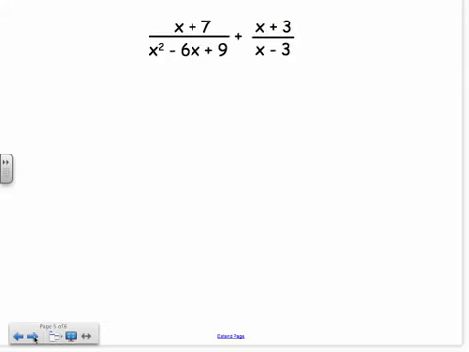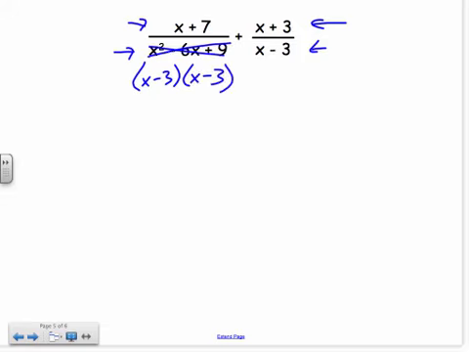And lastly, you might actually have to factor before you find a common denominator. So if I look, this guy's factored, this guy's factored, this guy's factored. But right here, I can factor, right? Factors of 9 that add up to negative 6. And in that case, it'd be what? Negative 3 and negative 3. So x minus 3 times x minus 3.